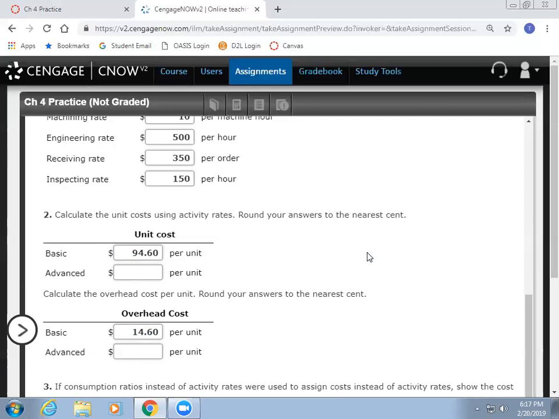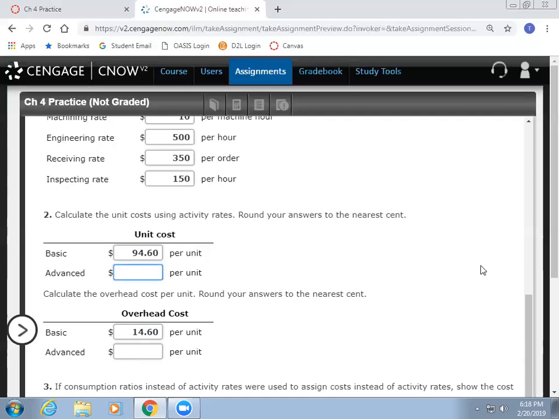You're just taking all of those different rates and plugging in the actual usage under basic. And we're able to get both a unit cost and an overhead cost per unit. Okay. To save time, so we can get through the rest, we would do the same for advanced. I'm going to give you those numbers so I don't have to calculate all of them.